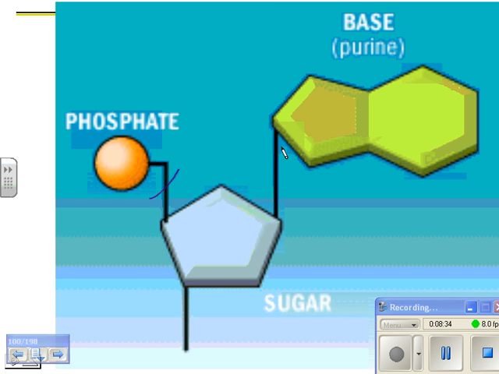And here we go. Here's the sugar, either ribose or deoxyribose. The base is either A, T, C, or G, or if it's RNA, it could be U instead of T. Those two, one's for DNA, one's for RNA. And then the phosphate. So I'm breaking the bonds there.